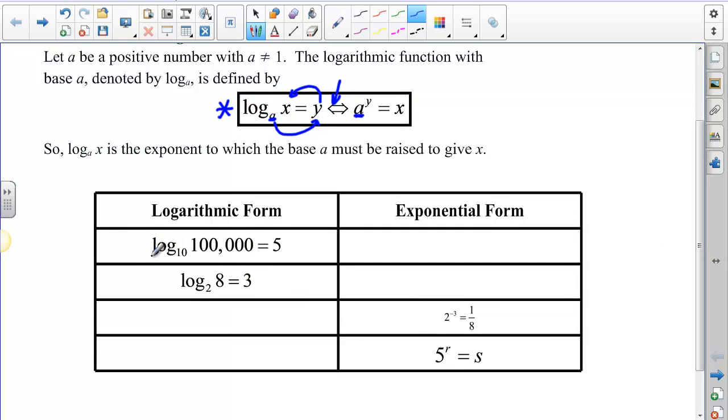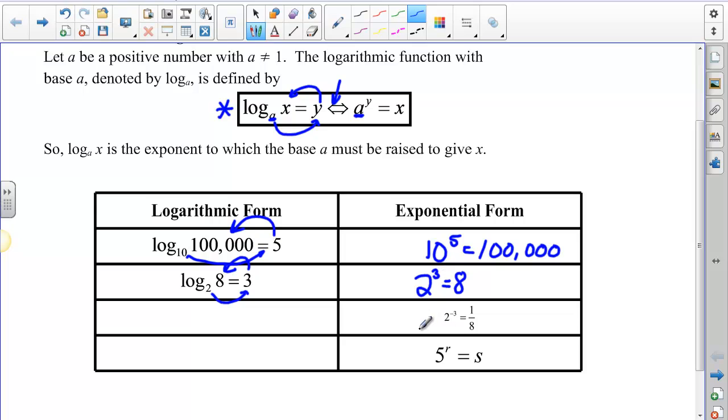For example, this says log base 10 of 100,000 equals 5, which is really the same as saying 10 to the 5th equals 100,000. We just went from the base 10, raised it to the exponent 5, and said it was equal to 100,000. Same thing here, 2 to the 3rd equals 8, because log base 2 of 8 equals 3.